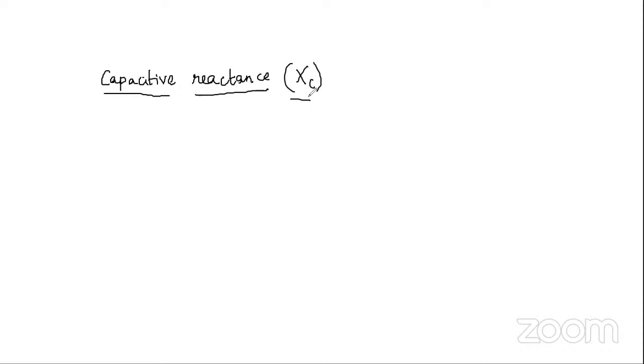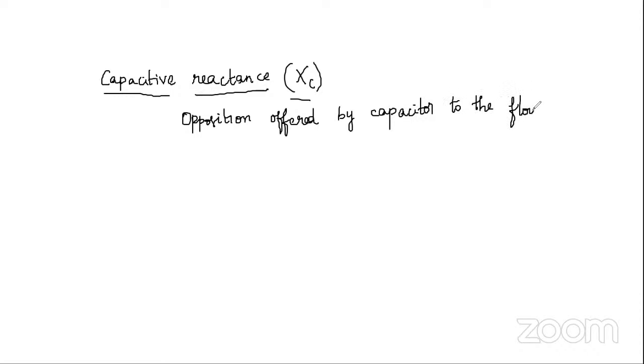It is actually the resistance offered by the capacitor to AC. Simple. Resistance or opposition. Opposition is the correct word. So, opposition offered by the capacitor to the flow of AC. This is called capacitive reactance, and the symbol is X suffix C.